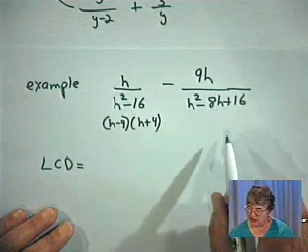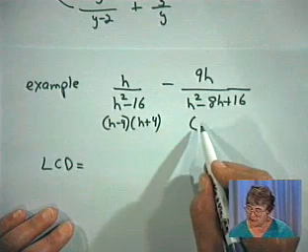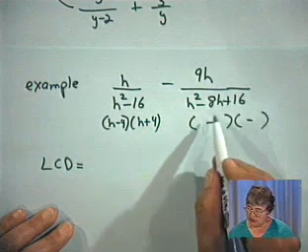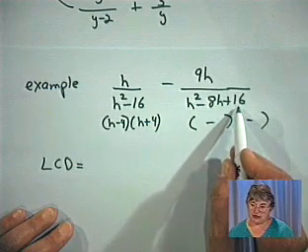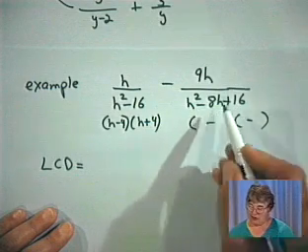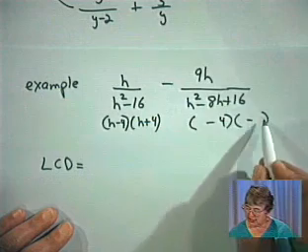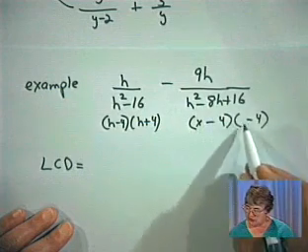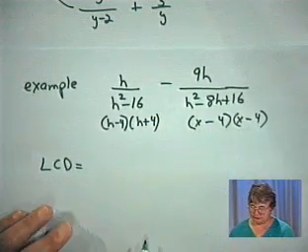Here we've got a trinomial for the second expression, and so we're going to have factors of 16 which give us a sum of 8, and those are 4 and 4, so that's fairly easy. So we have h minus 4 times h minus 4.